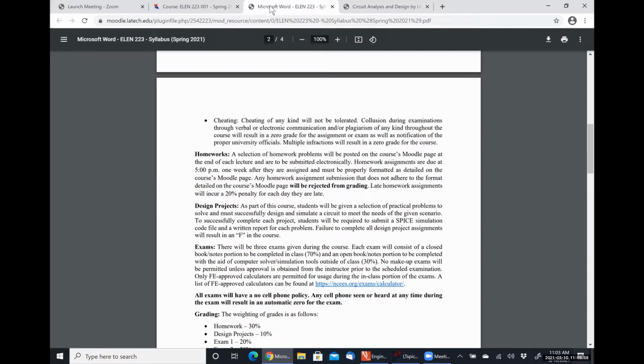We'll check that in a second. Any homework assignment submission that does not adhere to the format detailed will be rejected from grading, meaning I have told my grader not to grade them. Late homework assignments will incur a 20% penalty for each day that they are late.